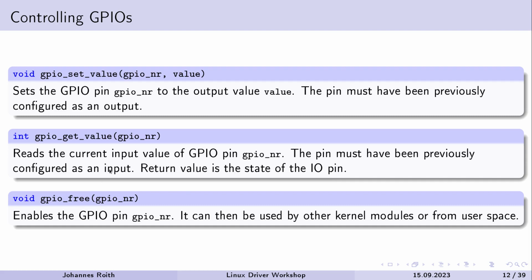And when we are done and we don't need the GPIO any longer, we have requested it, so we have to free it. The freeing is done with the gpio_free function, and you just have to pass in the GPIO number which you want to free. Okay, this should be free and not enable. Okay.